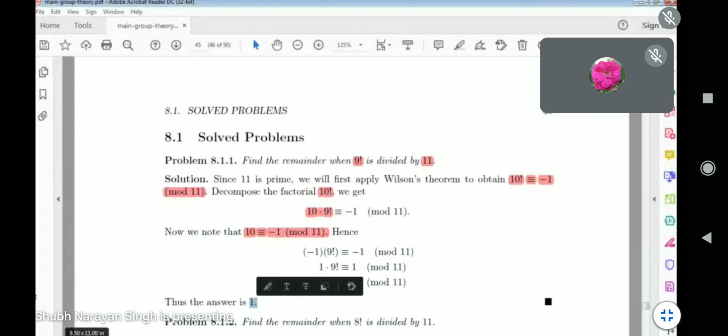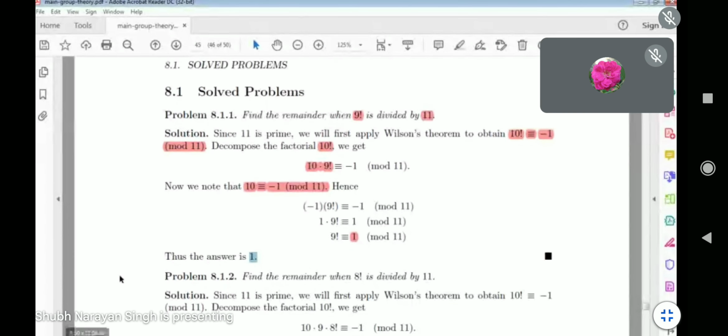Now, another question. I give a small number, 8 factorial, and I ask what can be the remainder when 8 factorial is divided by 11. Can you tell me manually, anyone? What is the remainder when 8 factorial is divided by 11? Anyone, please try first manually.